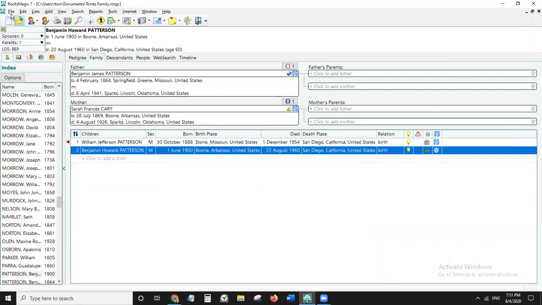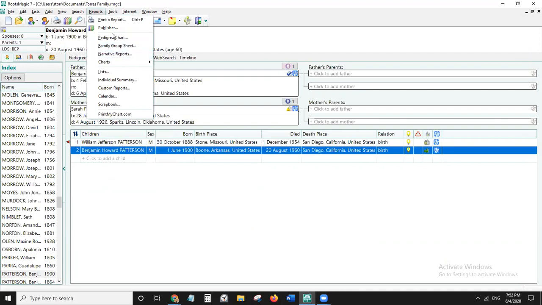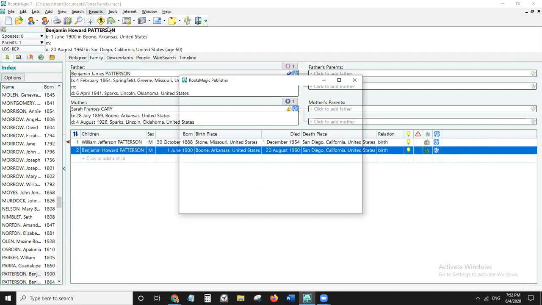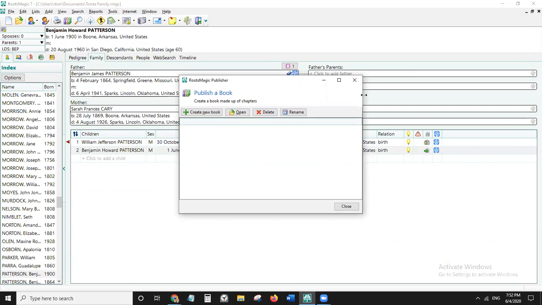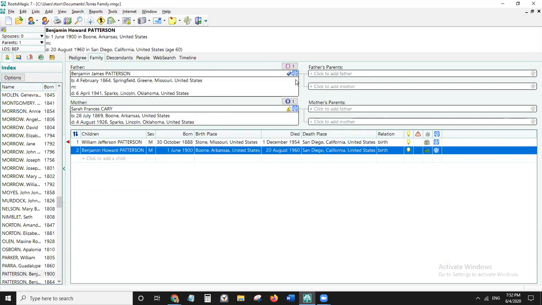So you can also do things like color code your tree. You can do all your research reports like pedigree charts, print out family group sheets. You can use this publisher feature, and you can even create a book. So if you want to organize your family tree and send it off to all your family, you can do that from this program pretty well.